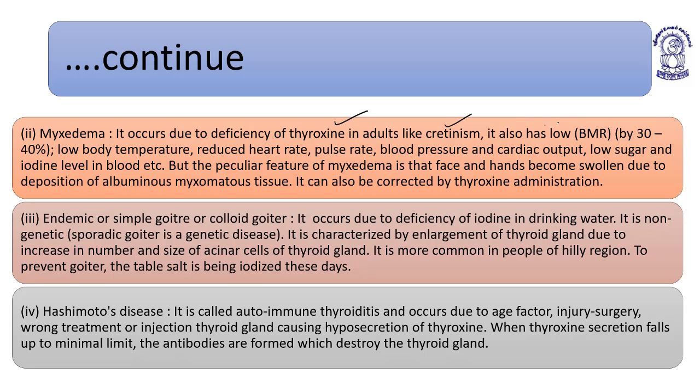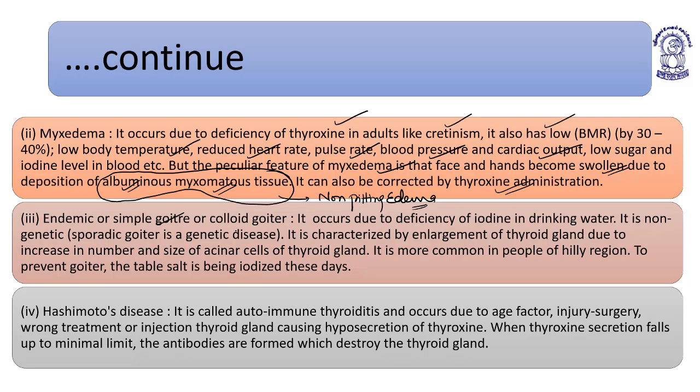It also shows low BMR, about 30 to 40%. Low body temperature, reduced heart rate, reduced pulse rate, reduced blood pressure, reduced cardiac output, low sugar, low iodine level in blood. But the peculiar feature of myxedema is that face and hands become swollen due to the deposition of albuminous myxomatous tissue. Very important. Because of the albuminous myxomatous tissue, it undergoes non-pitting edema. It can also be corrected by thyroxine administration.